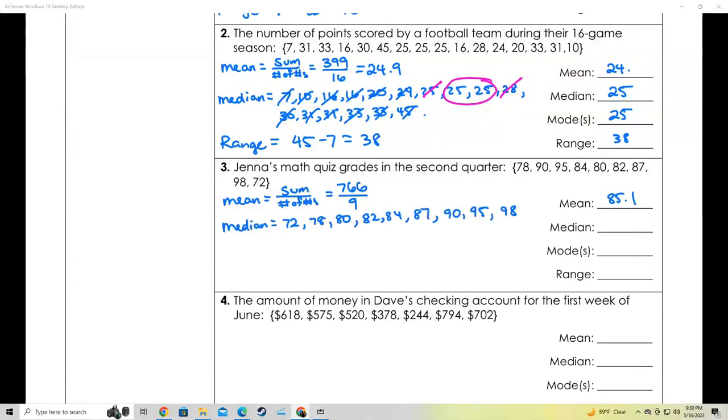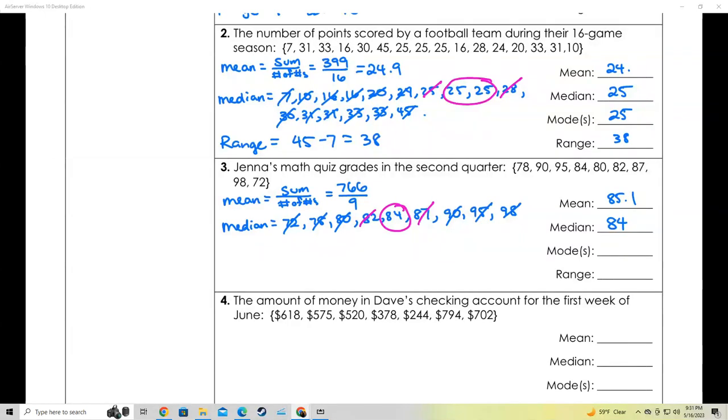Okay, here are those numbers listed in order. We're going to find the middle. So I'm going to go left, right, left, right, left, right. Go a little bit slower. Left, right. And it looks like I only have one number in the middle, which in this case is going to be the number 84. So I do have a middle number. It's going to be 84. Mode is the number that occurs the most, and I don't see a number that repeats itself.